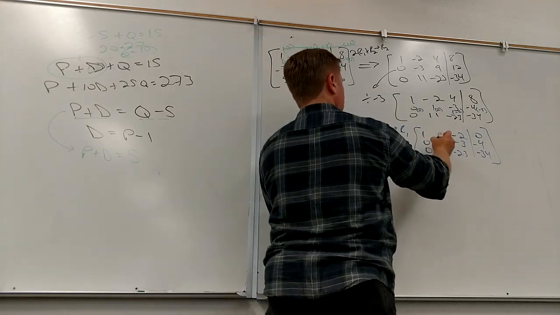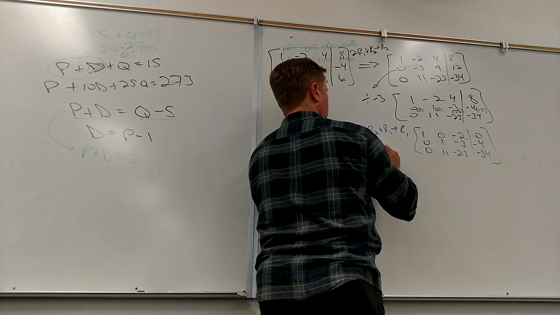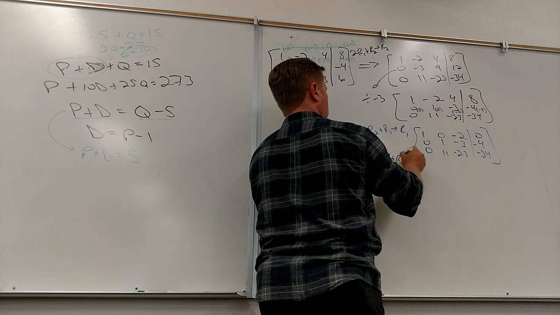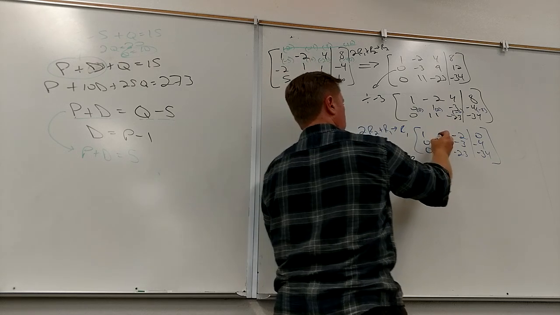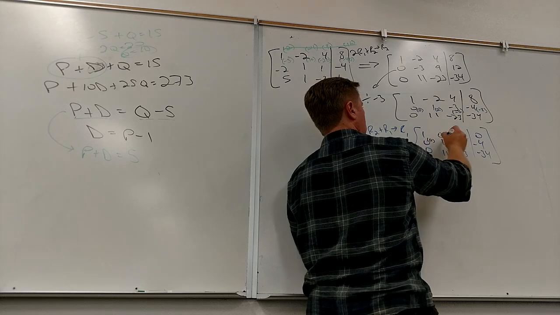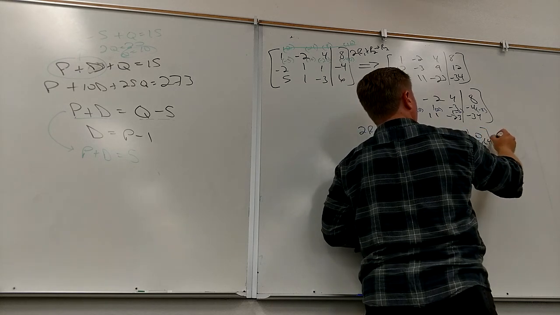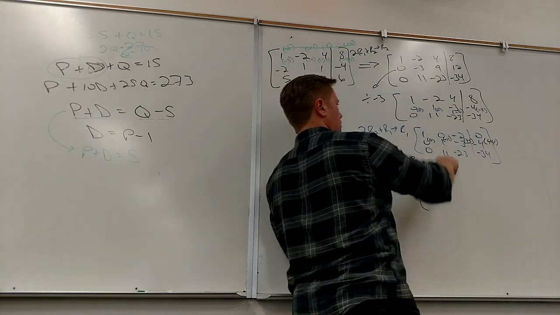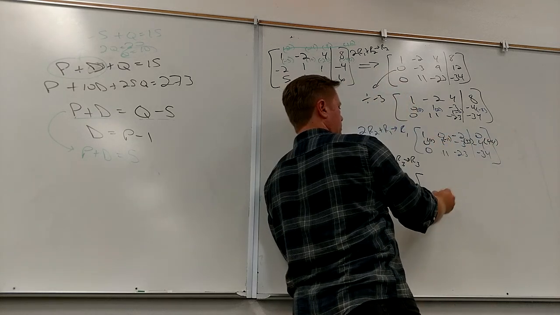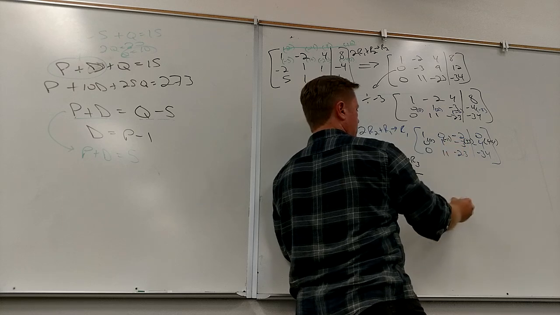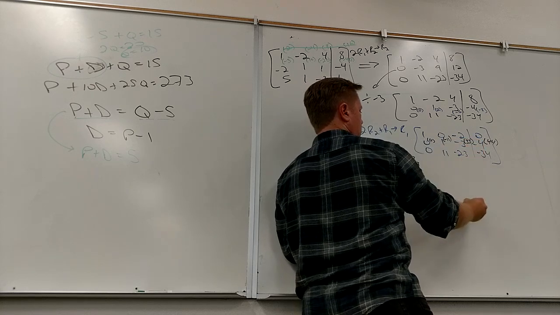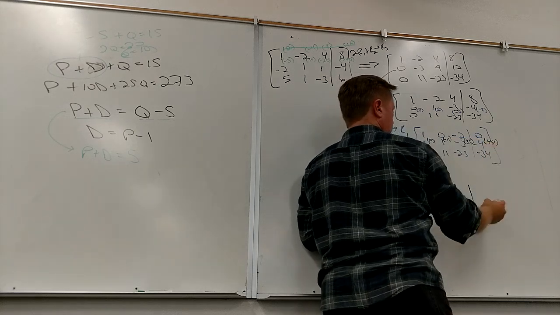So now we'll get negative 11 row 2 plus row 3. So negative 11 times this is 0, negative 11, 33, 44. So now I get 0 plus 0 is 0. Negative 11 plus 11 is 0. 33 minus 23 is 10. 44 minus 34 is 10.